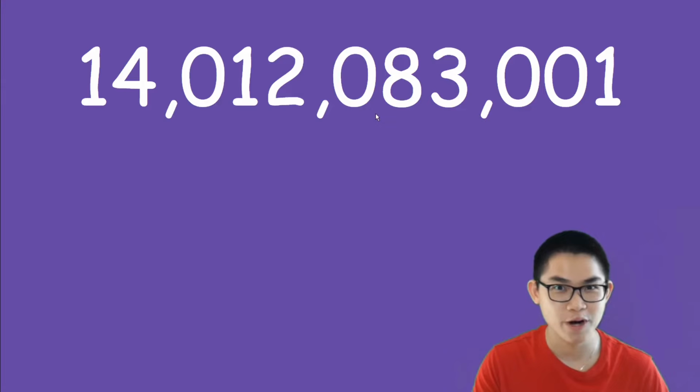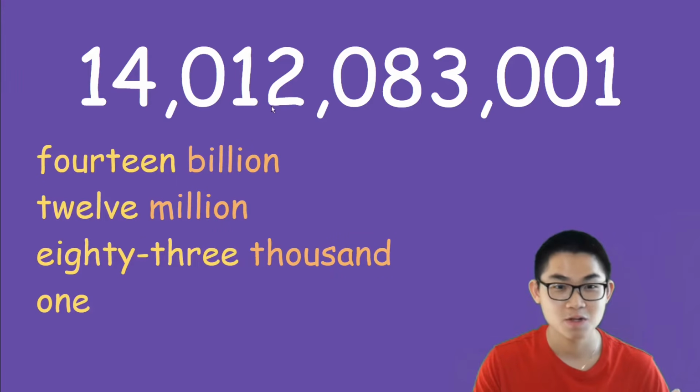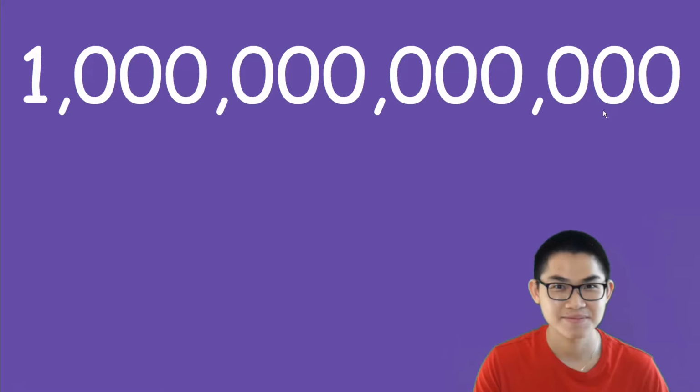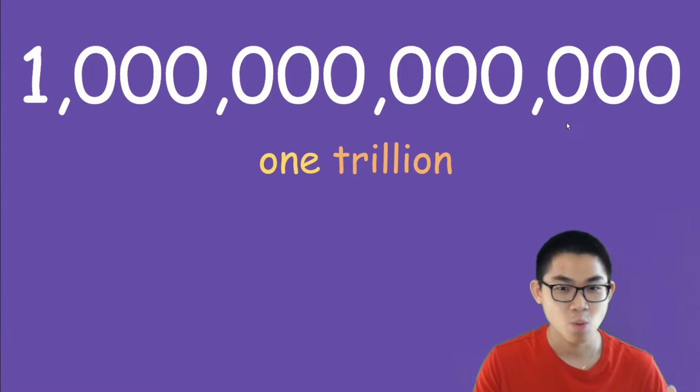Let's do 2 more. So we see there are 3 commas. So it's 14 billion, 12 million, 83,001. So how do you say this number? There are 4 commas, 12 zeros. So this turns out to be 1 trillion.